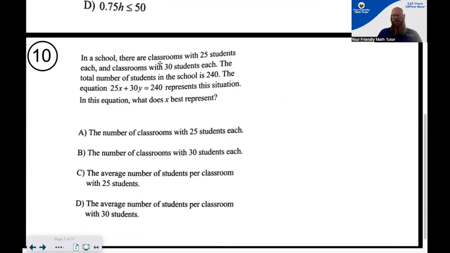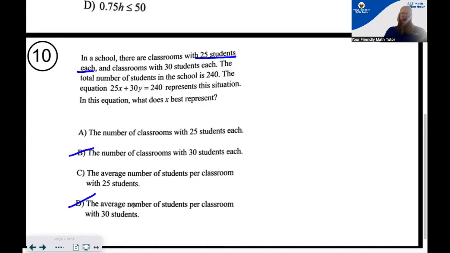All right. So I'm going to go back and read just the part with the 25. So there are classrooms with 25 students each. All right. So first of all, it has to be something that has to do with 25 students. So B and D are out.